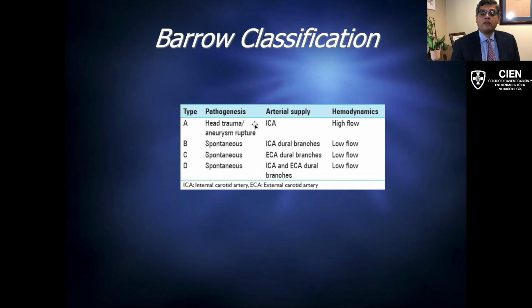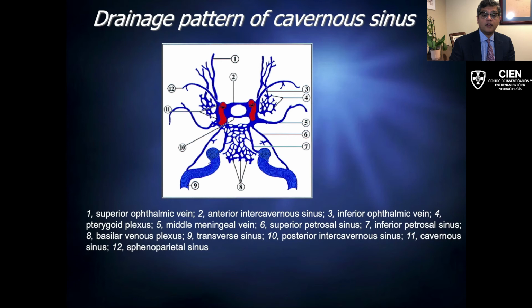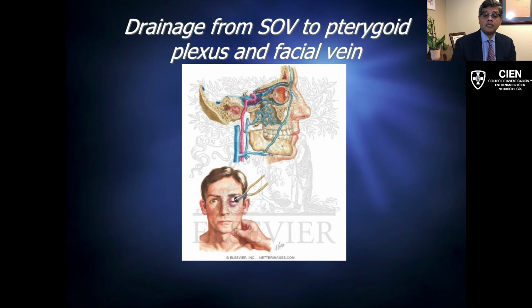So I feel that this classification also doesn't differentiate between the different kinds of fistulas. The cavernous sinus has numerous ways to drain. If you look at a pictorial description, you can see there are 12 different pathways, including the superior ophthalmic vein, the inferior ophthalmic vein, the pterygoid plexus, the superior and inferior petrosal sinus, the sphenoparietal sinus, etc. If it drains through the superior ophthalmic vein, then one finds the classic description of the CC fistula, which is exophthalmos, proptosis, bruit, etc.